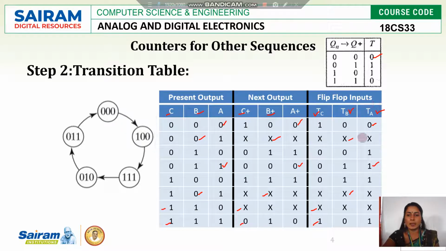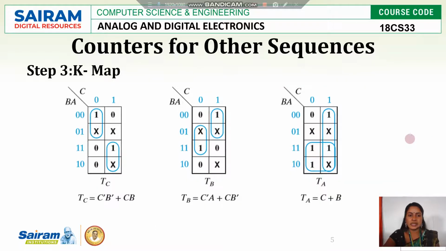So by using this TA output, I can make K-map to find the Boolean expression for TA. Then I'll find Boolean expression for TB. I'll find the Boolean expression for TC. Okay, so third step is K-map. Okay, so TA is ready, TB, TC. So next we can move to counter implementation.